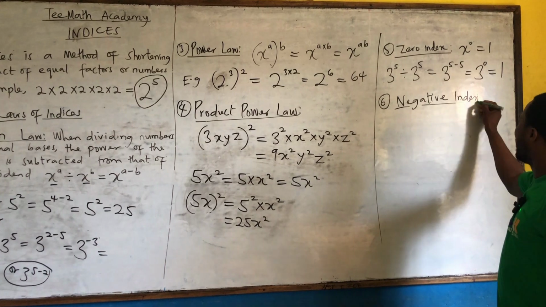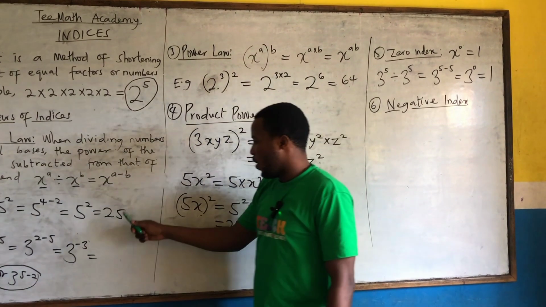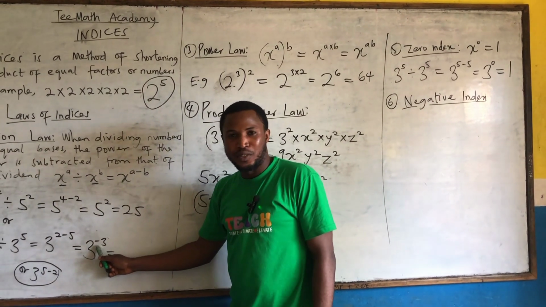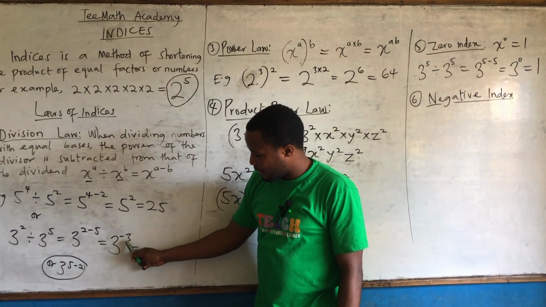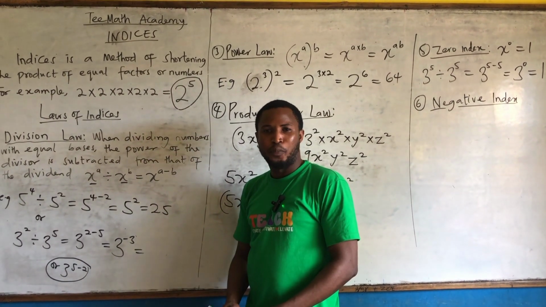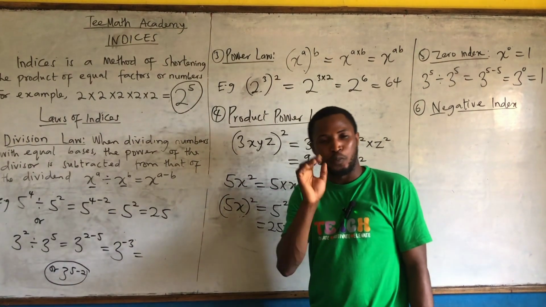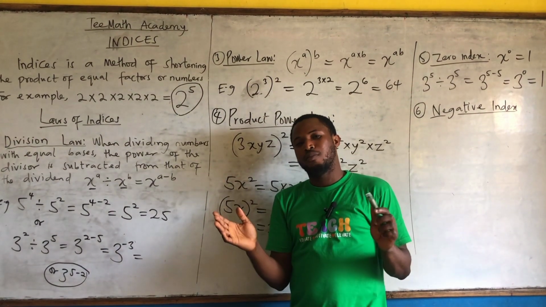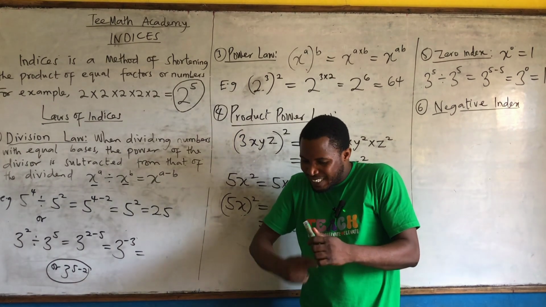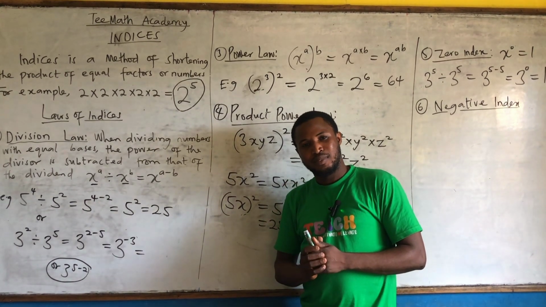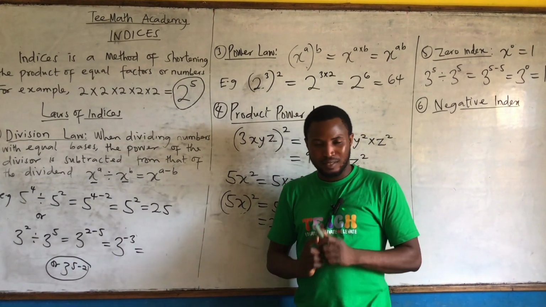Now, I want to bring us back to this place where we have 3 raised to power minus 3. What do you observe here? You will see that the power here is not positive. Whenever the power is positive, you are good to go. But whenever the power is negative, you need to do something again. You must not leave the answer like that.